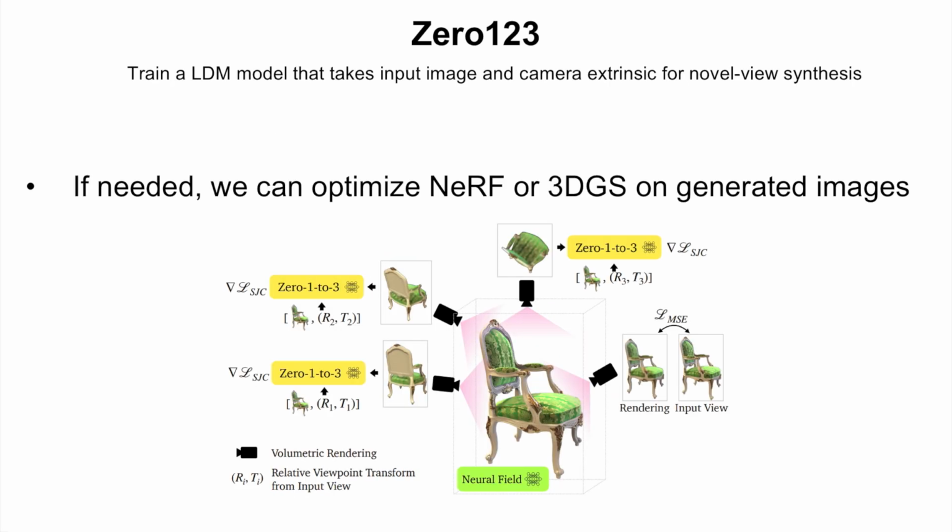Of course, using Zero-1-to-3, we can generate novel view images from an input image, and then using the generated novel view images, we can optimize NeRF and 3D Gaussian splatting on them. That is also, of course, possible.